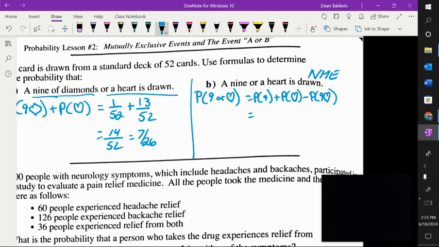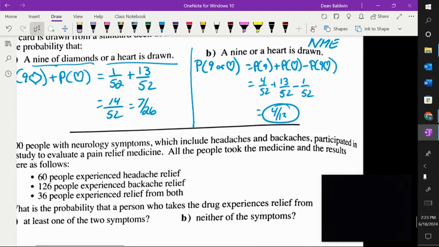Okay. What's the probability of a 9? 4 out of 52. Hearts? 1 out of 4, or 13 out of 52. Minus 1 out of 52. Do all that math, you get 4 out of 13.